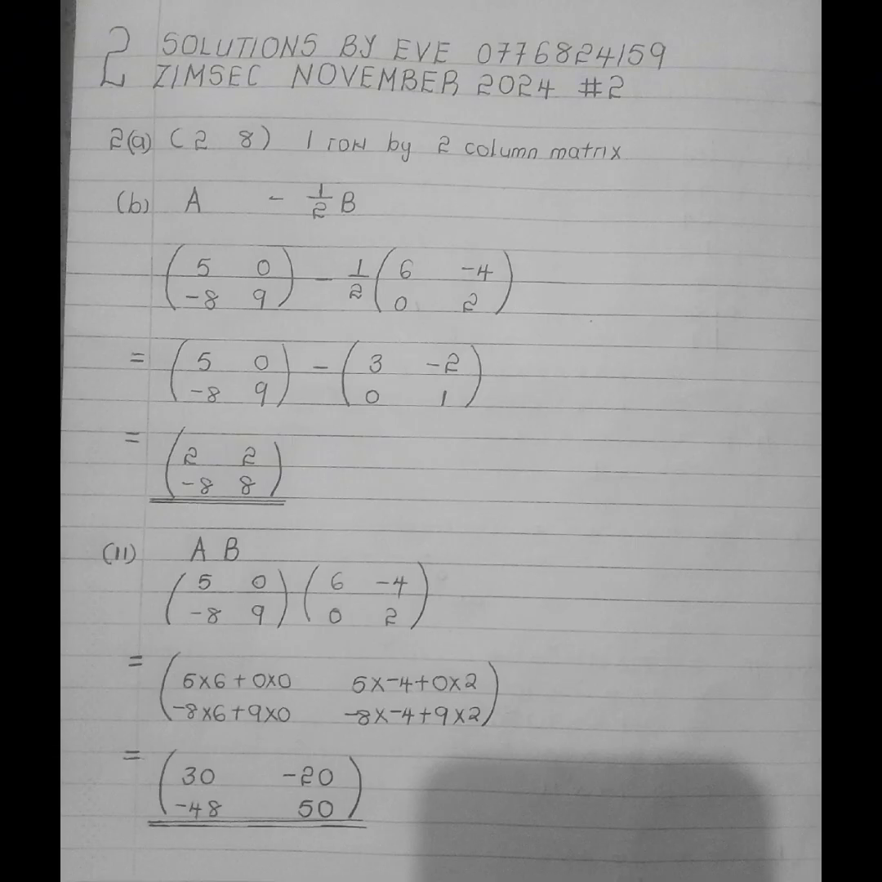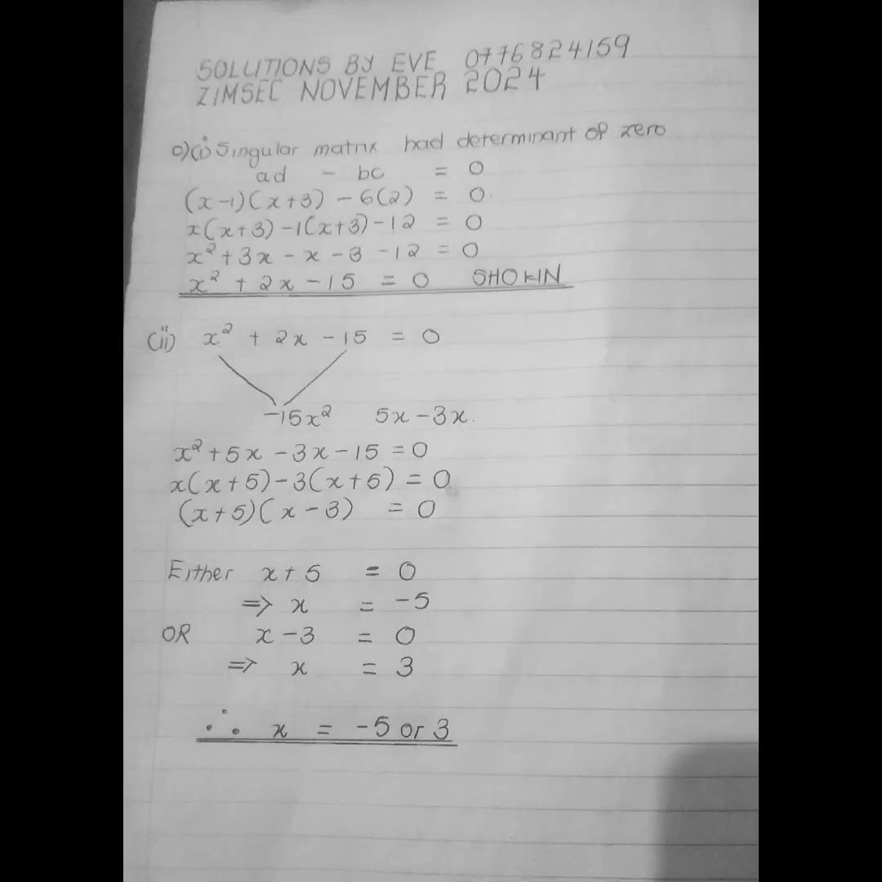So this was the complete solution for number 2 that was in November 2024. We now need to move on to the third question. The third question was on consumer arithmetic. It is saying the selling price of a certain model of a mobile phone is $2,760, including a value-added tax of 15%. Calculate the price of the mobile phone, excluding the value-added tax.